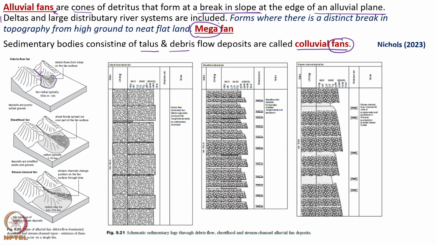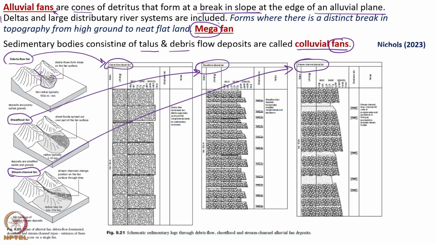Three kinds of fan can be discussed: the debris flow fan, the sheet flood fan, and the stream channel fan. What is typical of the debris flow fan? Here debris flows form lobes on the fan surface. The debris flow is shown in bold color, and they are forming lobes. These are the lobe geometries.